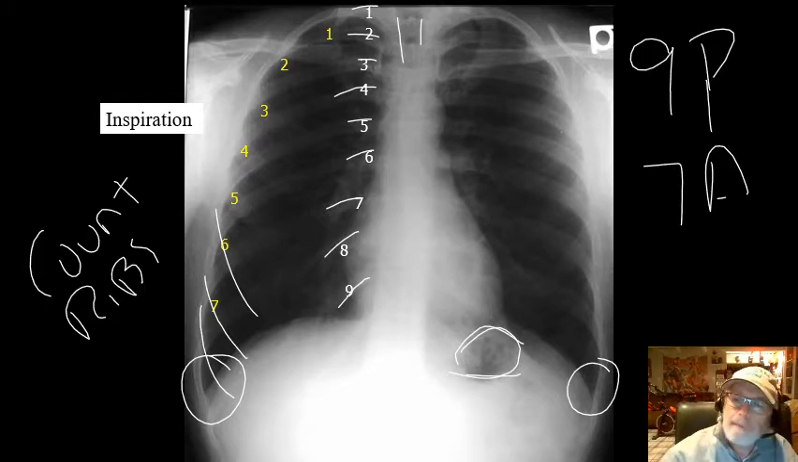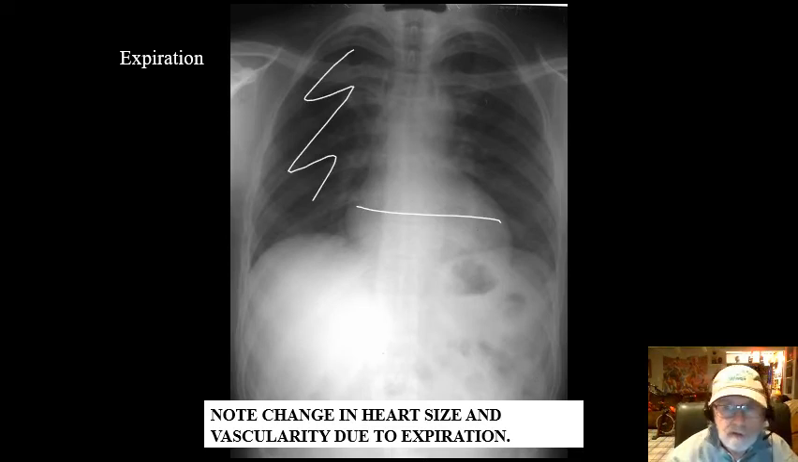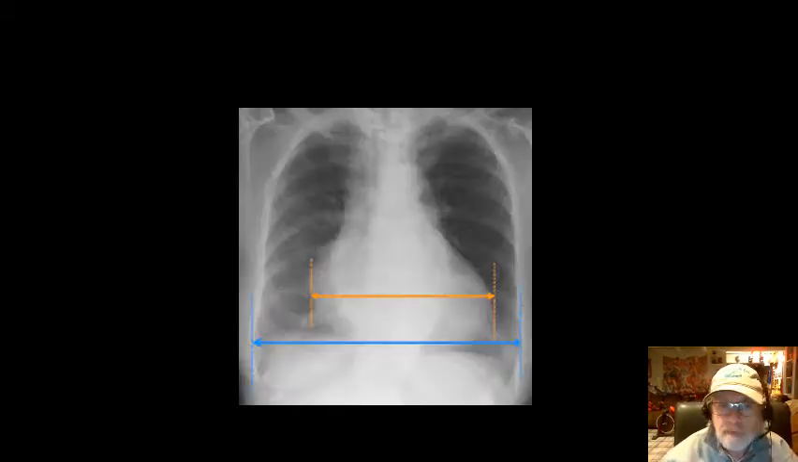Okay, this is an expiration film, and again, now you see the heart's more vertical, the lung fields are a little bit wider, and as a result, you can't count the same number of posterior ribs. So in this expiration film, you see a change in the heart size, shape, and orientation, as well as the vascularity. The vascularity looks a lot more congested, and the lung fields look a little bit wider, okay? And this is something looking at the heart size.